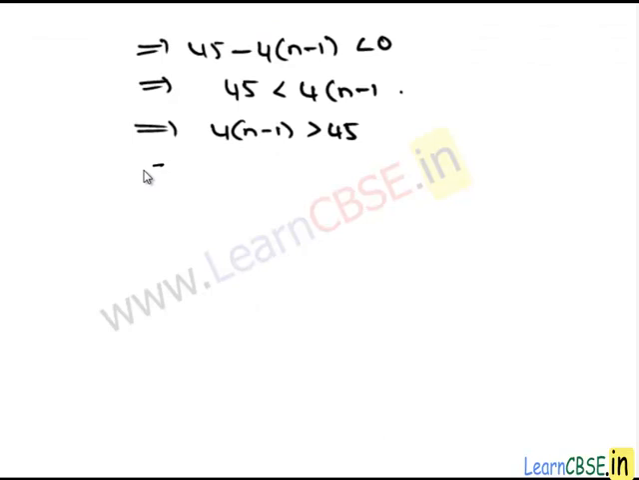Now let us distribute 4 inside the bracket. We have 4 times n minus 4 is greater than 45. Let us transpose negative 4 to right hand side. Then we have 4n greater than 45 plus 4, which is 49. On dividing both sides by 4, we get n is greater than 49 upon 4.